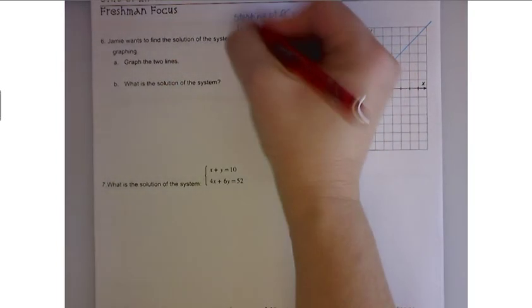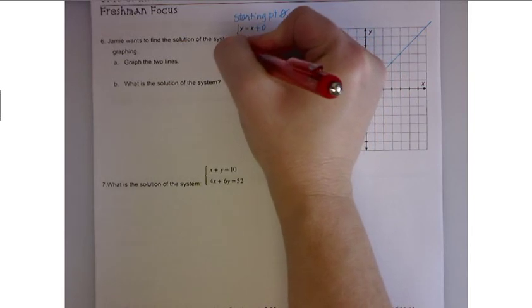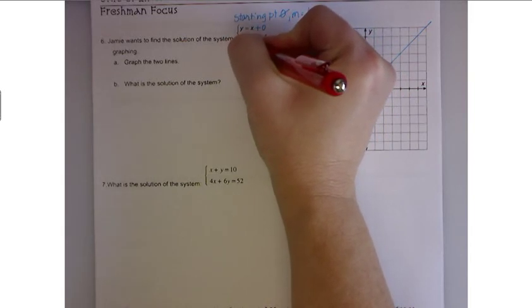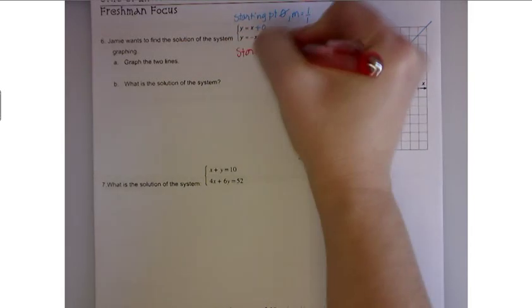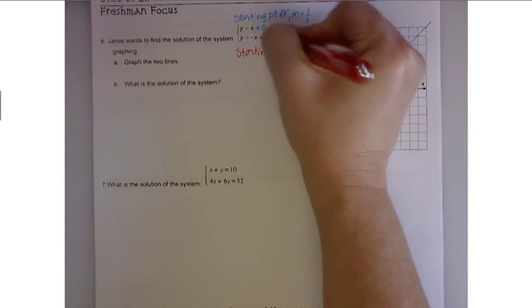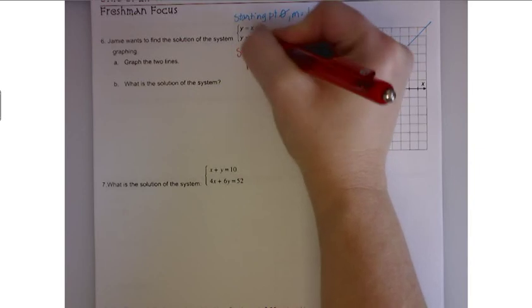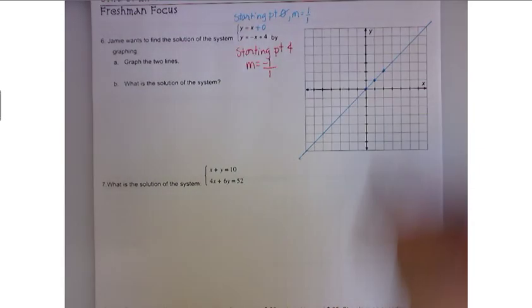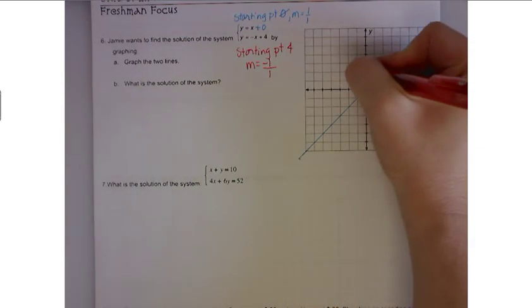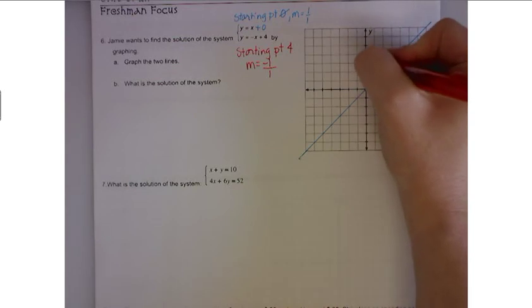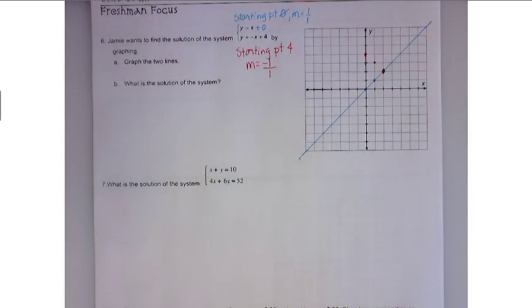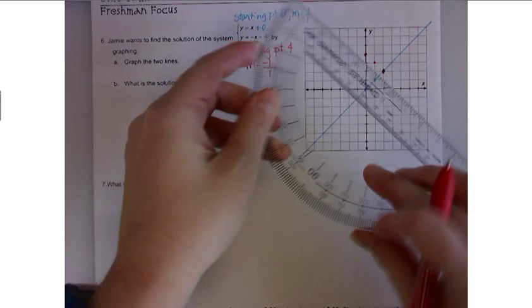Our second one says negative x plus 4. We know our starting point is 4. And our slope is going to be negative 1 over 1 because there's that negative in front of the x. So I'm going to start at 4. 1, 2, 3, 4. I'm going to go down 1 over 1, down 1 over 1. And look, I don't even really have to make my line, but I will because, you know, I'm me.